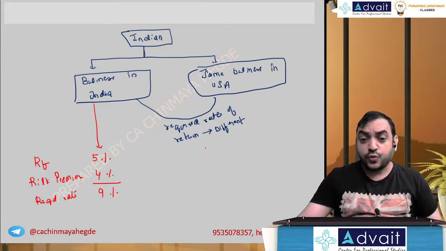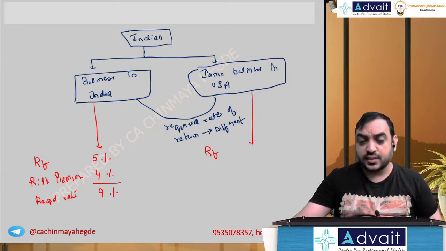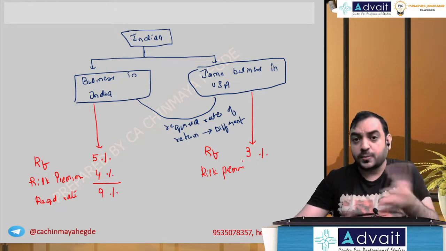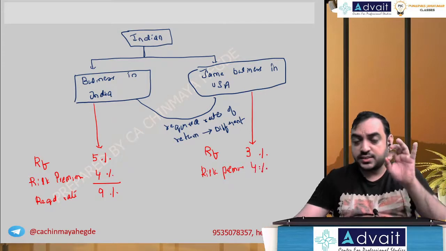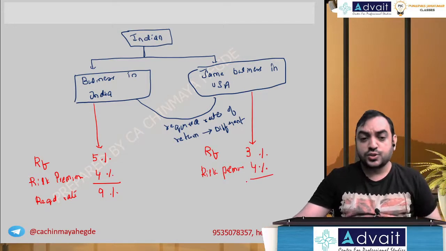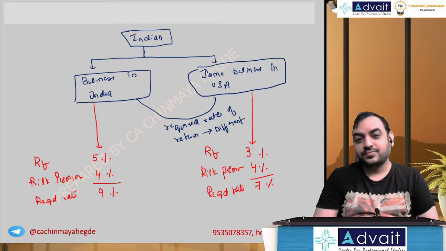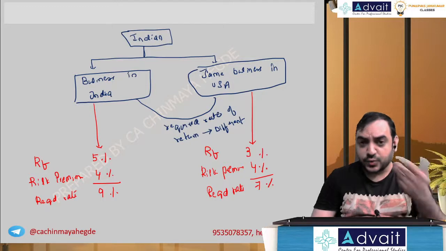Similarly, in the US, will the risk-free rate be the same? No. Suppose the risk-free rate in the US is, let's say, 3%. And the risk premium is how much? The risk premium will be the same because the same business you're doing. So similar risk, this is business risk, 4% risk you're taking. So the required rate will be 7%. You understand? That's what I'm trying to tell you.